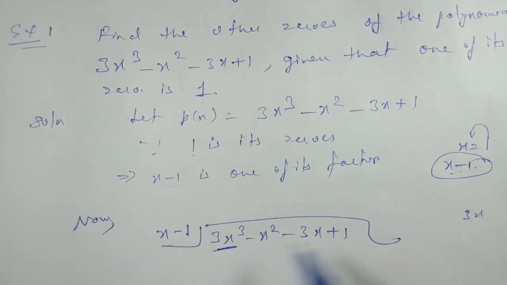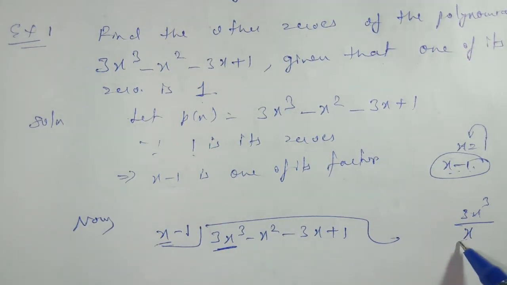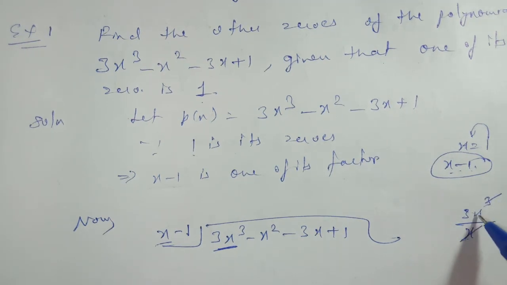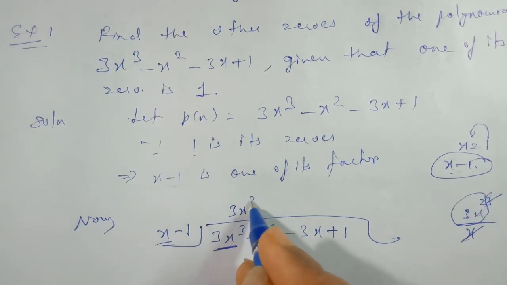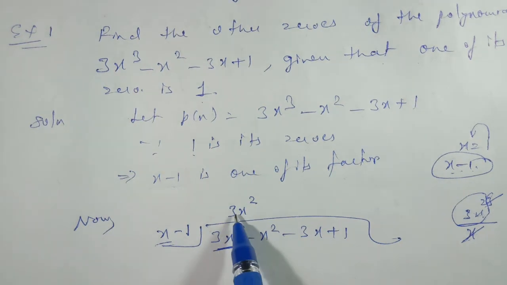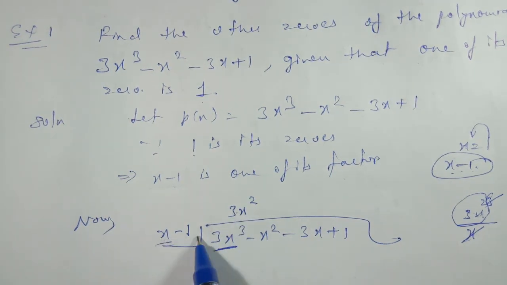Take the highest power at the numerator and the highest power at the denominator of the divisor. Now do the cancellation. We have 1x at the denominator and 3x at the numerator. So after cancellation we'll get 3x square. This is the first term of the quotient. Now multiply 3x square by these two terms one by one.